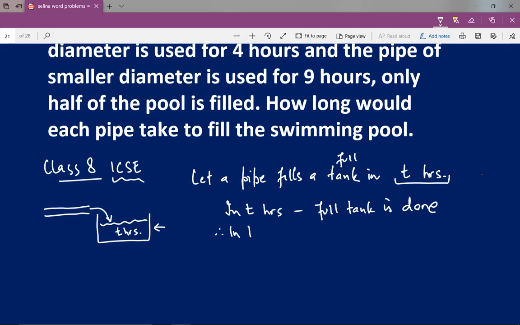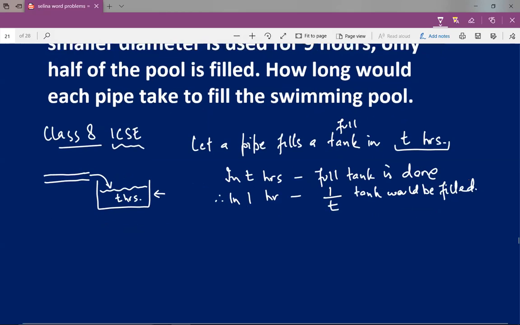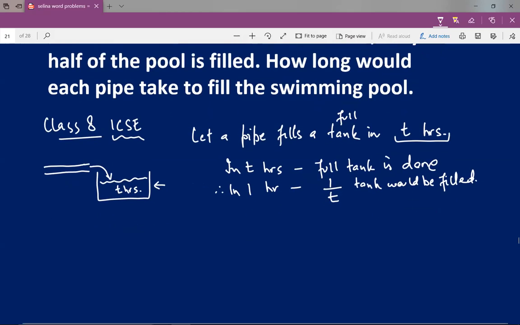Therefore, in 1 hour, 1 by T tank would be filled. I hope you get this. If you don't, let me take an example.